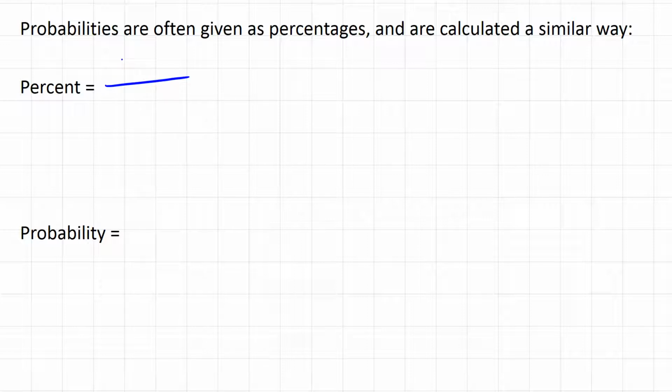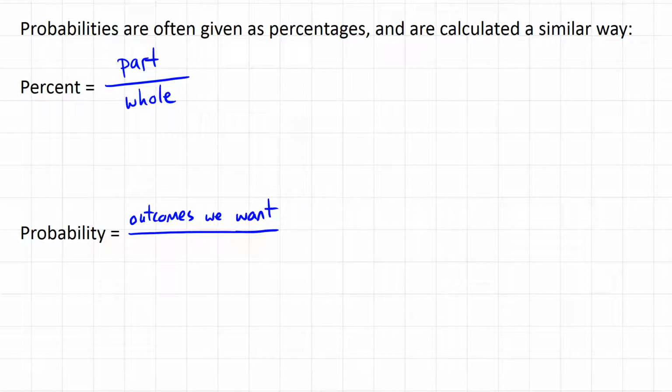So percents are parts divided by wholes. So a percent is a part divided by a whole. A probability has a very similar form. It's the outcomes we want divided by the total possible outcomes. So the whole part is all the possible outcomes for a situation, and the part is the outcomes that we are interested in getting. And I'll show you a couple of examples of what we mean.